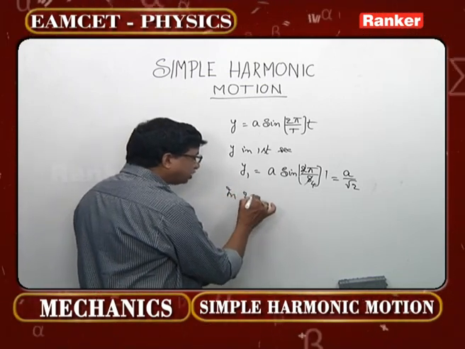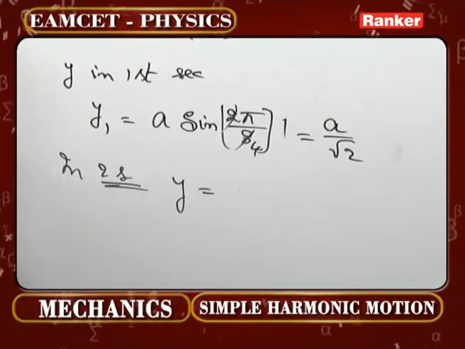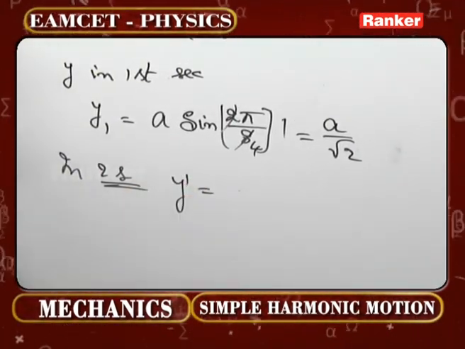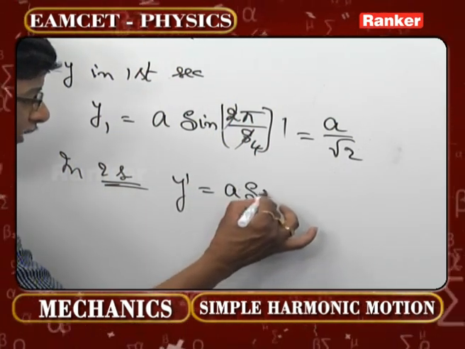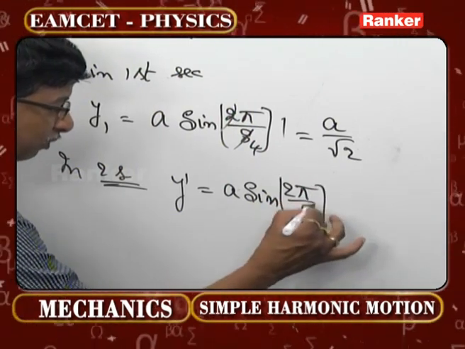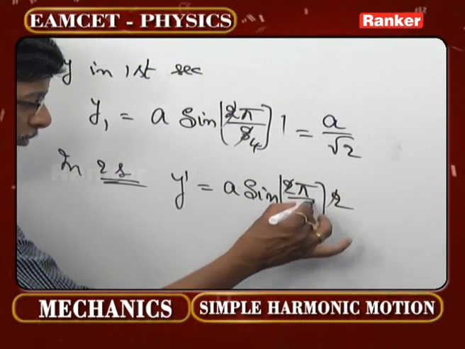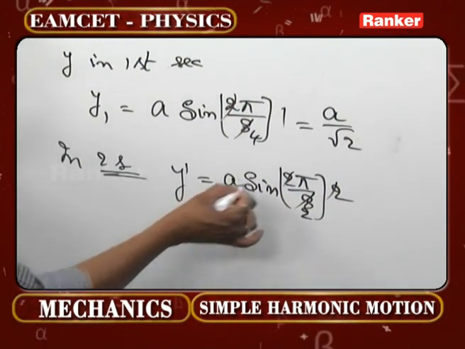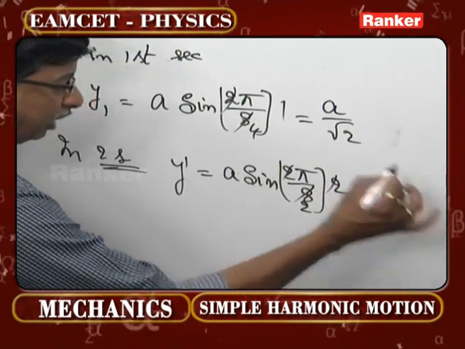Now in 2 seconds, what is the displacement? I call this one y dash. In 2 seconds, how to write this? A sine 2 pi by 8 once again. This time in place of small t, I should write 2. Now 2 into 2 becoming 4, that goes twice. Sine pi by 2, sine 90 being 1, you will be getting it as A.